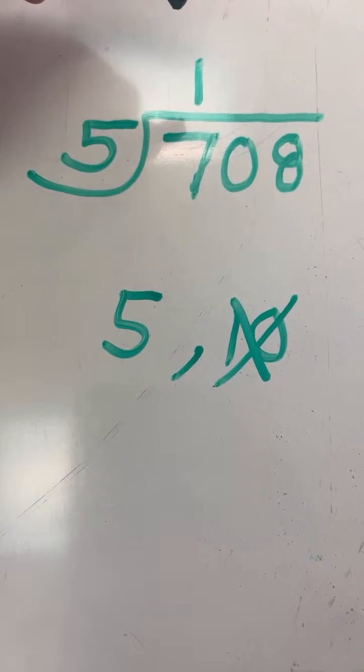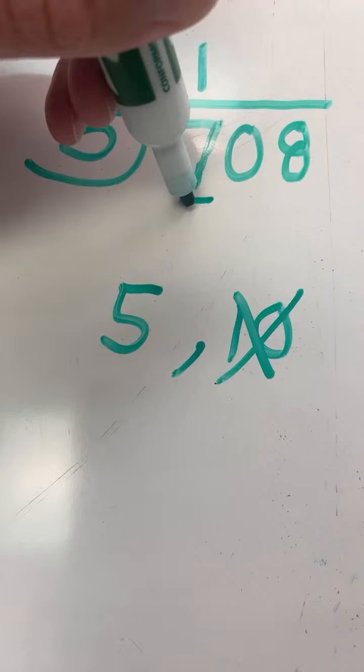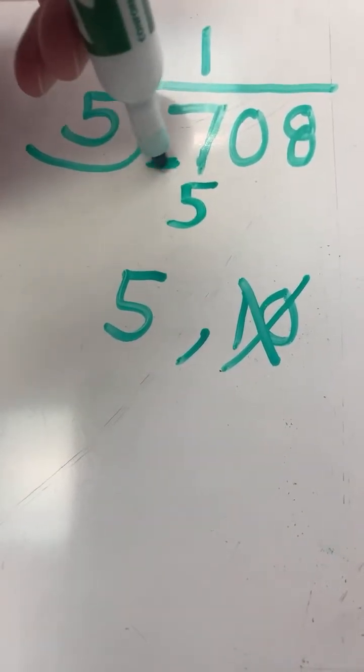Now to find our remainder, because there will be a remainder, we have to subtract 5 because 5 was as close as we could get to 7 without going over.